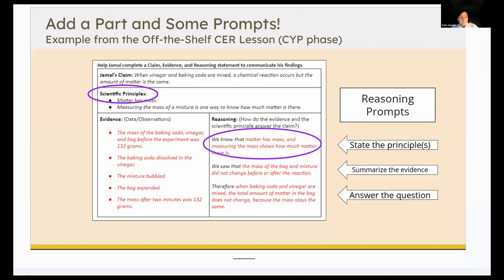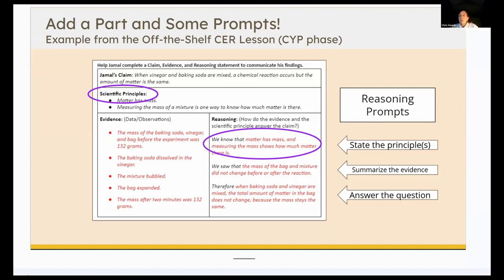And so what we proposed is that we add a box to our CERs where we identify the science principles. And I double checked this. Paul Anderson from Bozeman Science had a very similar idea. I'm like, okay, we're on the right track. And then we set up that reasoning box so they do a "we know, we saw, therefore" kind of a thing, where we know that, and they would talk about the science principle.